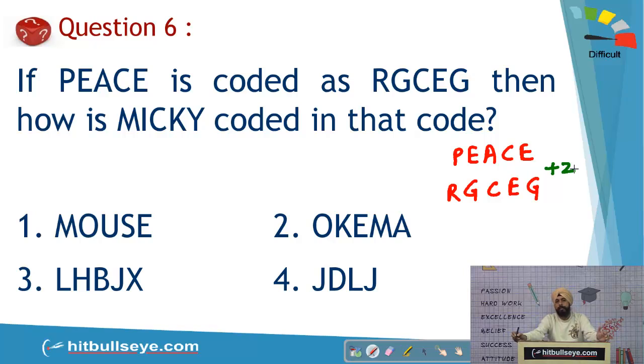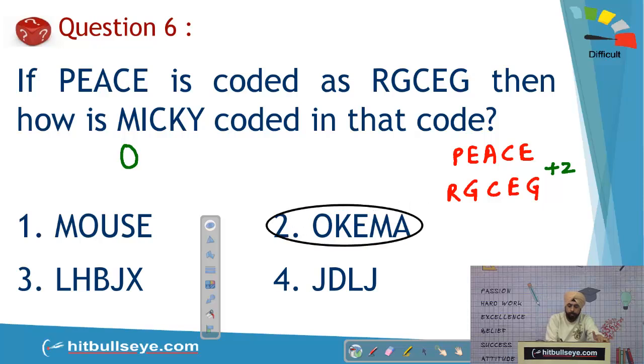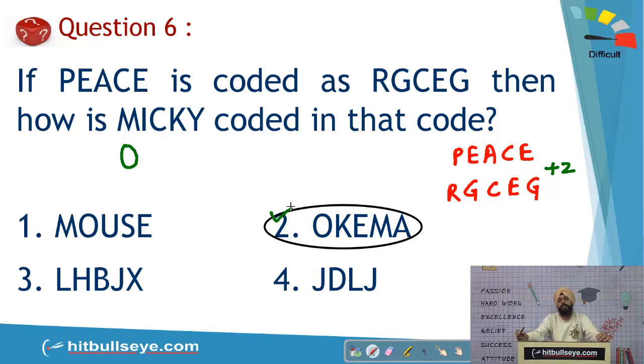That is, after P, if you leave Q, the next letter R becomes a code. E, you leave F, G is the code, and so on. So similarly, you try to add 2 in M, then you have N, then it will be O. And students, very importantly, there is only one option which starts with O. Right? So this option shall become your answer. No need to calculate the code of all the letters. Moving on, students.